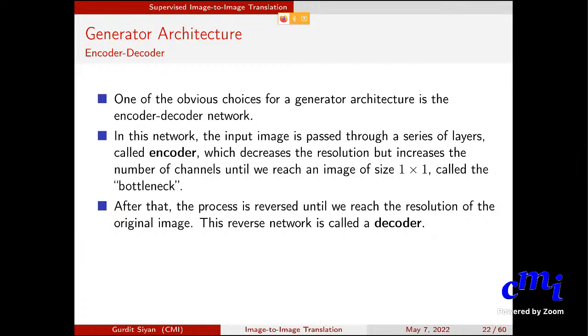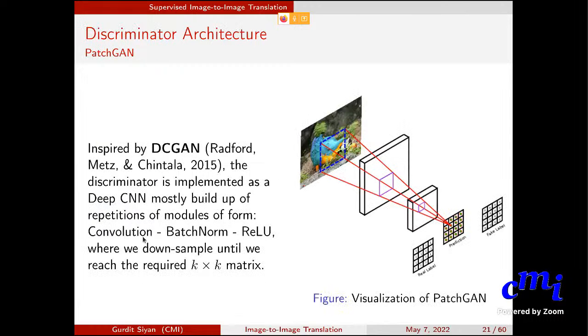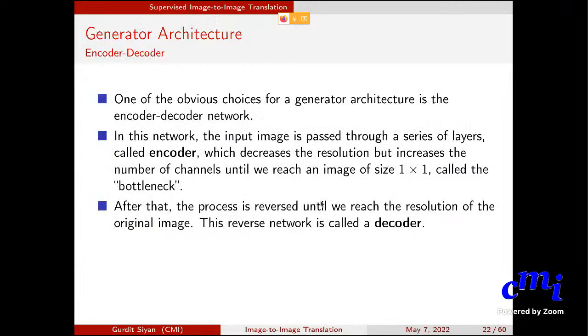So for the generator, one of the obvious choices is the encoder-decoder network. In the encoder-decoder network, the input image is passed through a series of blocks, like we saw previously, convolution, BatchNorm, and ReLU, till we reach a size of one by one with some number of filters, specifically 512 here, called the bottleneck. After that, the process is reversed until we reach the resolution of the original image. This is called the decoder part of the network.